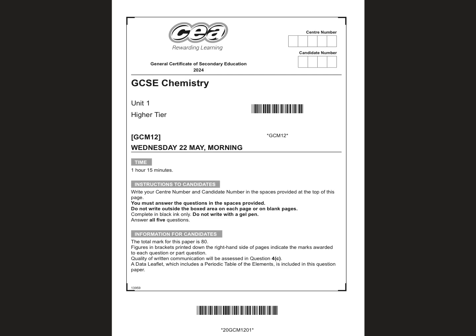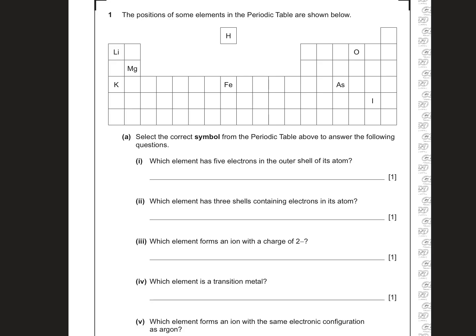So in this video I'm going to go over the GCSE Chemistry, Unit 1, 2024 paper. Okay, on to just question 1. Here's a question about the periodic table. We've got an outline of the periodic table. And part A, select the correct symbol.